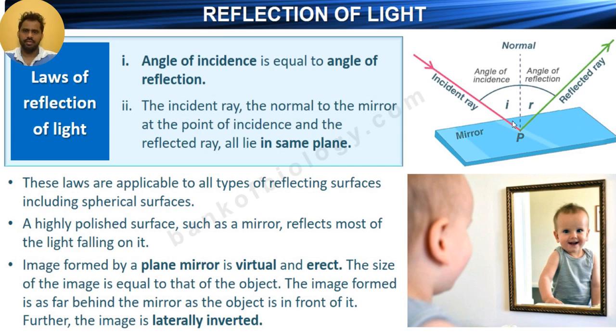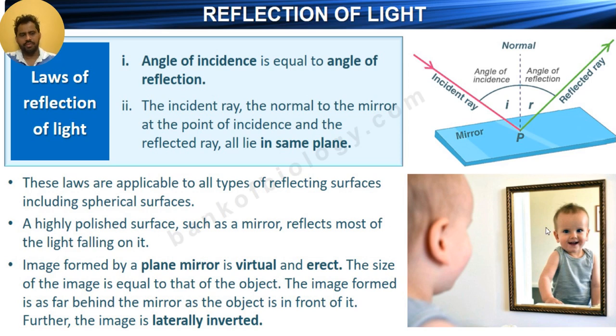The incident ray, the normal to the mirror at the point of incidence, and the reflected ray all lie in the same plane. This is the second law. These laws are applicable to all types of reflecting surfaces, including spherical surfaces. A highly polished surface such as a mirror reflects most of the light falling on it, and what we observe is that the image formed by a plane mirror is always virtual and erect.